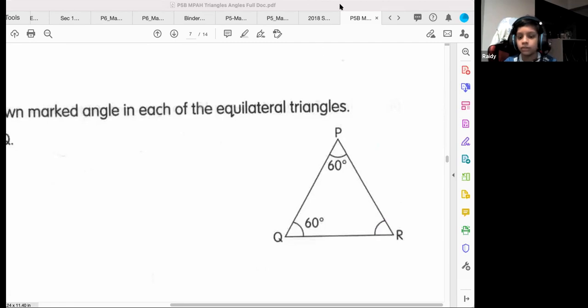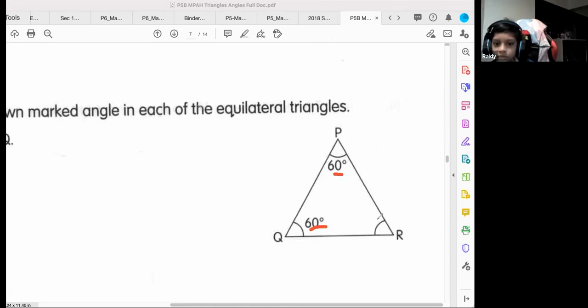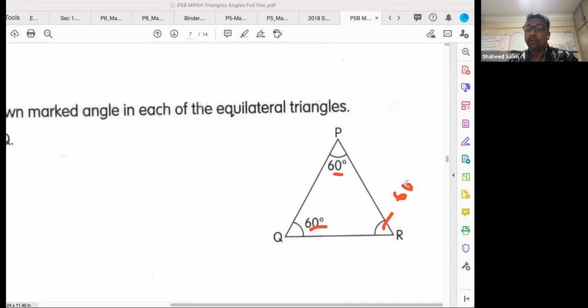Okay, so here we go. 180, you can do two methods. Minus 60, remember from last few weeks. Minus 60, minus 60, get 60. Or equilateral triangle, 180 divided by 3, you get 60. So the answer is 60. Okay, we move on.